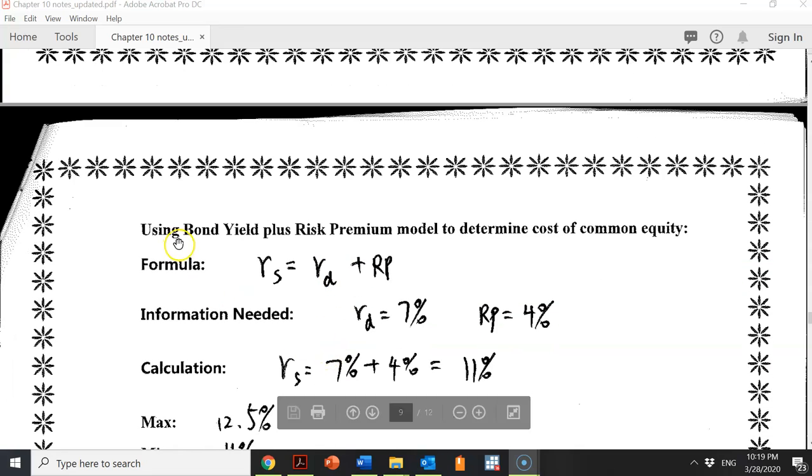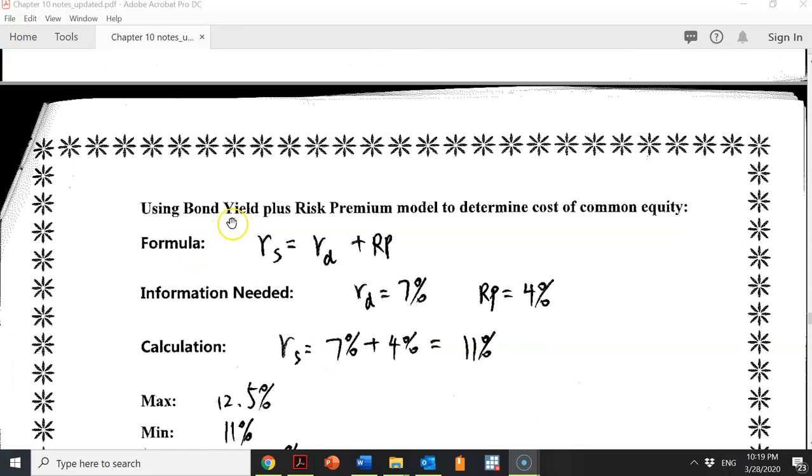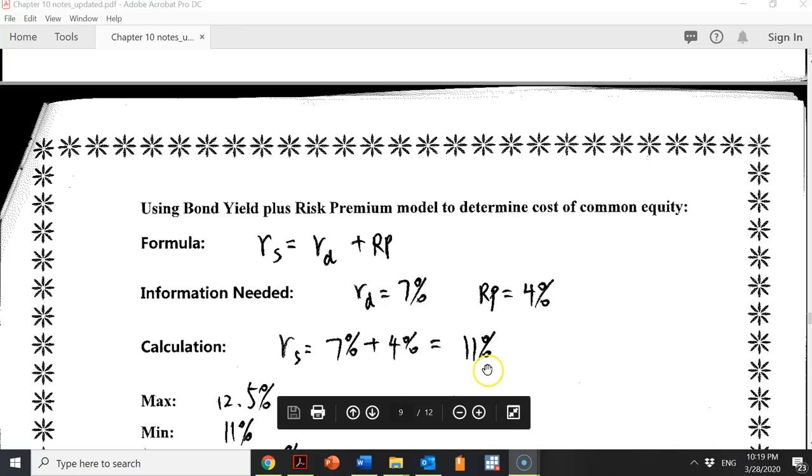The last method is to use bond yield or bond return plus risk premium. So RS becomes the cost of debt. Again, this should be the before-tax cost of debt, 7%, plus the stock over bond risk premium, 4%, given by the question. So we have 11% as our cost of common equity.